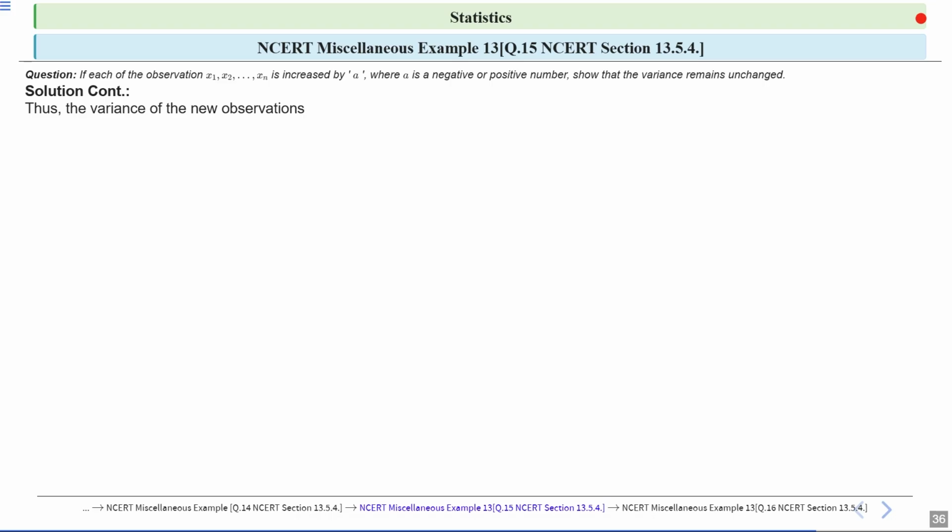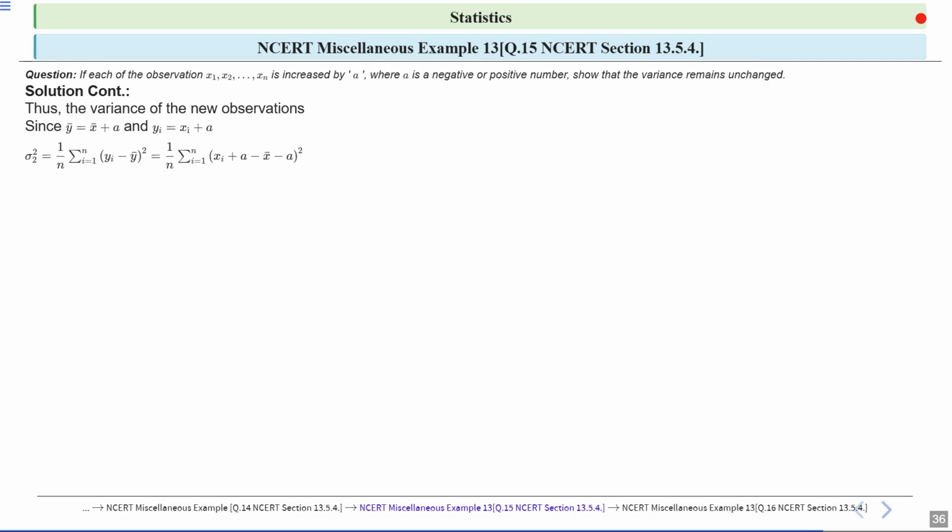Thus, the variance of the new observations, since y bar is x bar plus a, and each new observation y is just the original xi plus a. So y bar equals x bar plus a and yi equals xi plus a. So let's write out the formula for variance of the new observations.